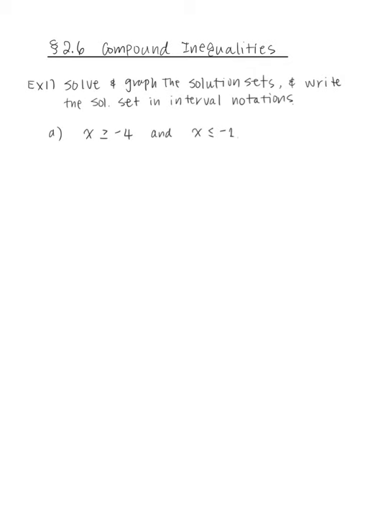X is greater or equal to negative 4 and x is less than or equal to negative 1. Every time you see the word and, you take the overlapping part of the two intervals that you get. So let me just draw this out and see what's going on. I'm going to go negative 4 here and then negative 1. This is negative infinity, and here's positive infinity. Let's first go with x is greater or equal to negative 4. That will be from here, and I'm just going to shade all the way up to infinity.